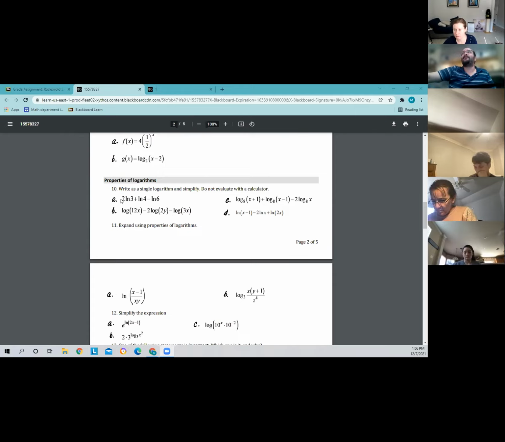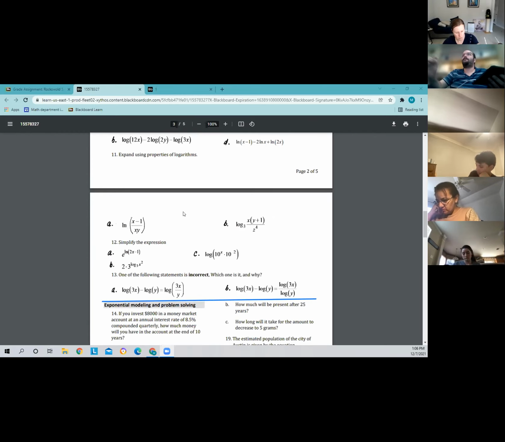So if we have something out in front of the log, we can exponentiate it inside the log. If we're adding two logs, we can multiply. If we're subtracting a log, then it's dividing. Now we want to expand these things. So ln of x minus 1 over xy.